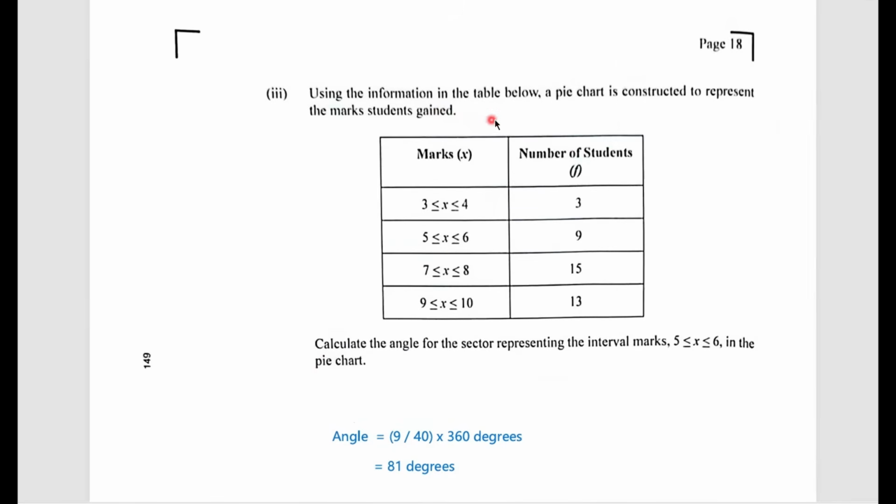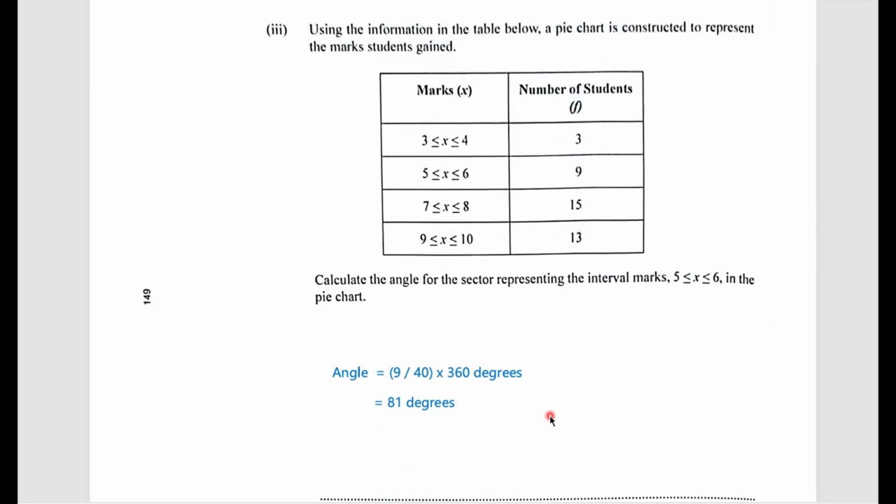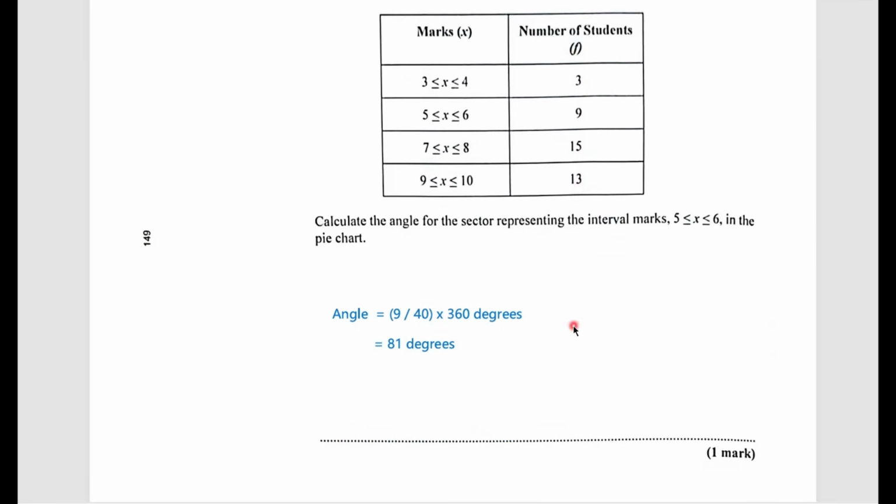Part 3. Using the information in the table, a pie chart is constructed to represent the marks gained. Calculate the angle for the sector representing the interval mark between 5 and 6. Alright, you take the 9 and you put it over your total, which is 40 students. Again, if you add this up, you'll get 40. So 9 over 40 by 360 degrees, you'll get 81 degrees.